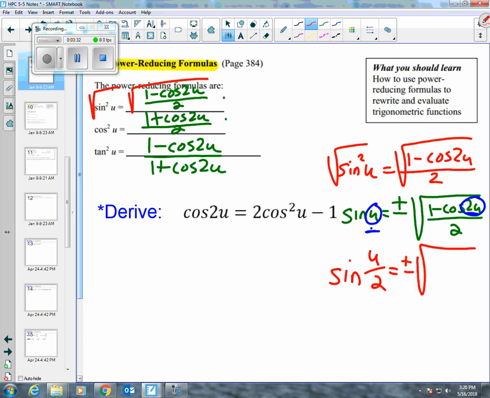I want to see if you can tell what I'm changing here to be able to see what's going on. So instead of writing sine of u, I wrote sine of u over 2. And instead of writing cosine of 2u, I wrote cosine of u. But I want you to look at the relationship again between those two angles. U over 2 is half as big as u.